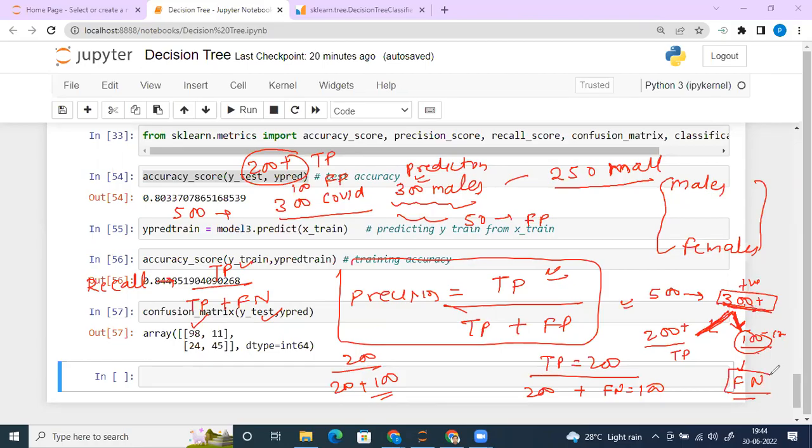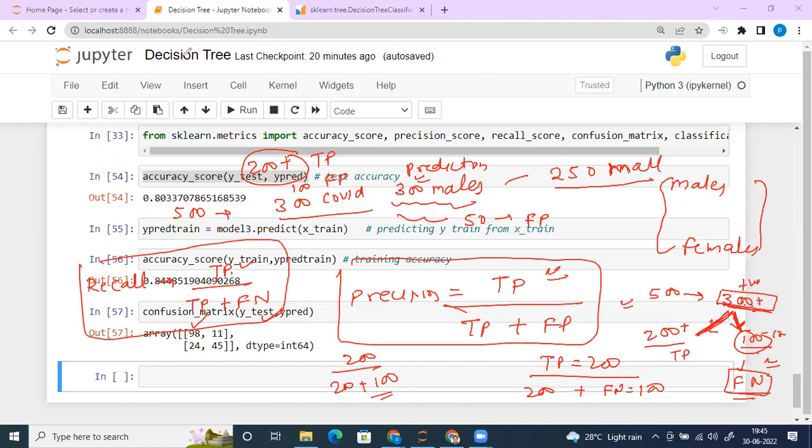So they are what? False negative. Right or wrong, everyone? Actually they are positive, but it is predicting what? Negative. So what will it be? False negative. So recall is nothing but true positive upon true positive plus false negative. Clear, everyone? Right? It should be clear.